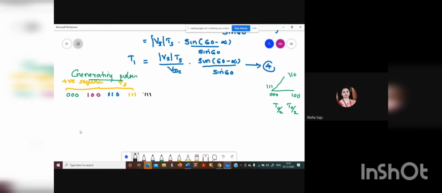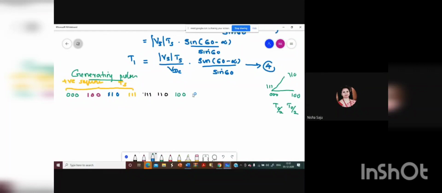T0 by 2 will be there. Then one switching has to take place, so here you have to place 1 0 0. Then you have to close it, right? So you will have 0 0 0. Then this will be forming your negative sequence, or the second sampling period.